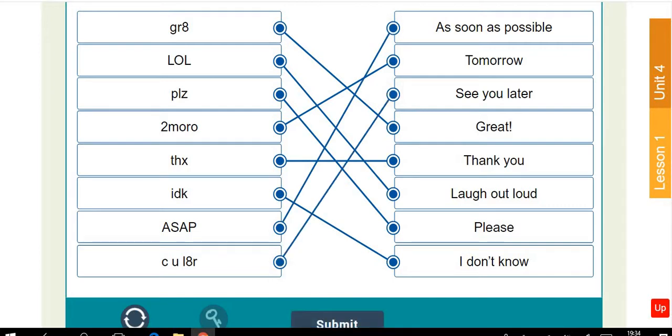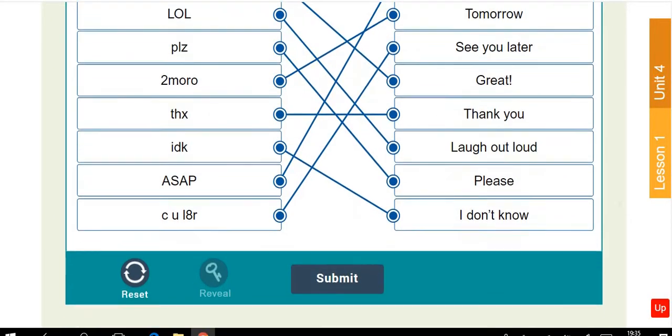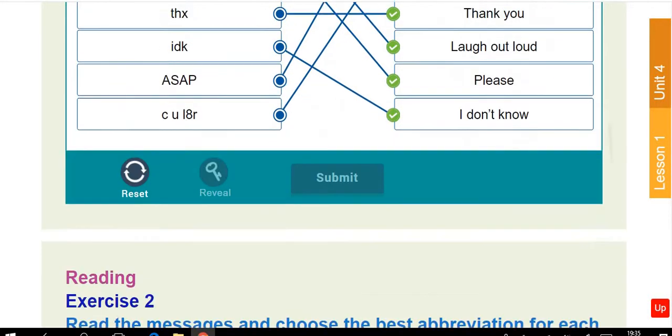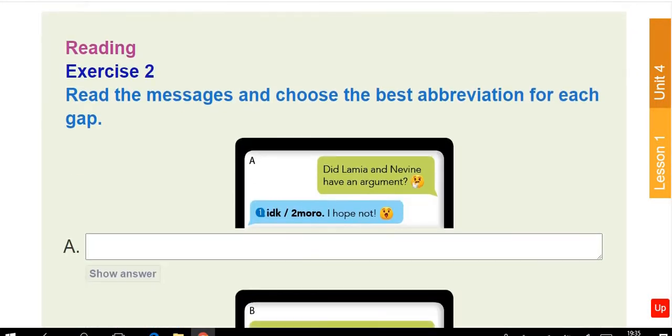Of course, you know this more than me. Actually, you are excellent in this and you know more. Okay? Yes. Let's see if we were correct. Yes, we were very correct. Okay. Now, in this exercise, we are going to read the messages and choose the best abbreviation for each gap.